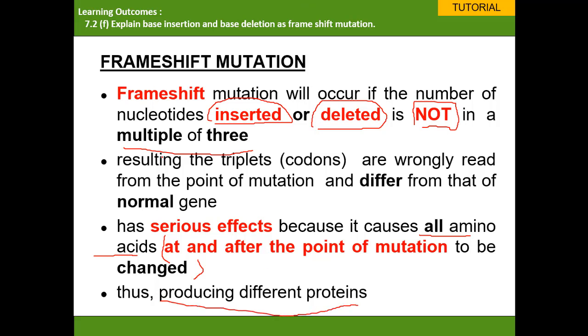So I would like to repeat over here. If we insert or delete 1 or 2 nucleotides, frame shift mutation will occur. But if we insert or delete 3 nucleotides, frame shift mutation will not occur. And you will learn further about frame shift mutation in the tutorial class.